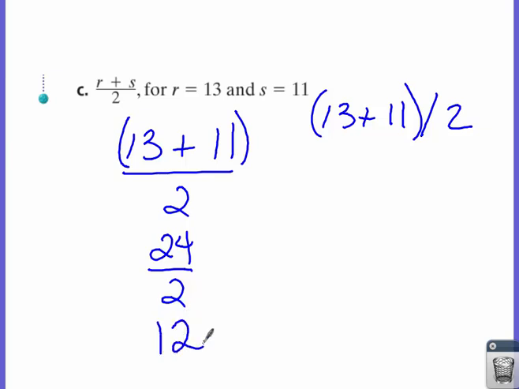And that's how you evaluate expressions. All you're doing is plugging in your values and doing the math. We commonly call this, in my class, plug and chug.